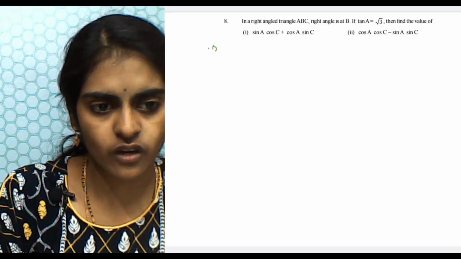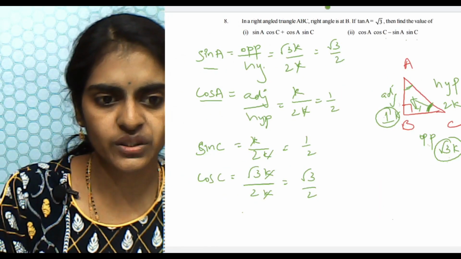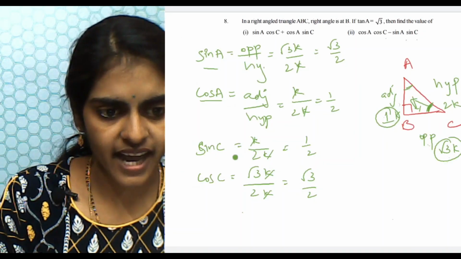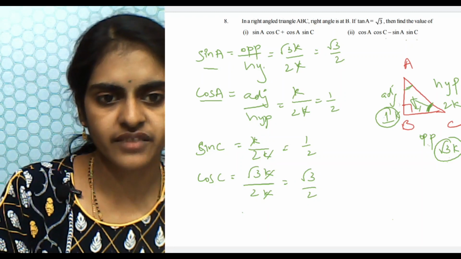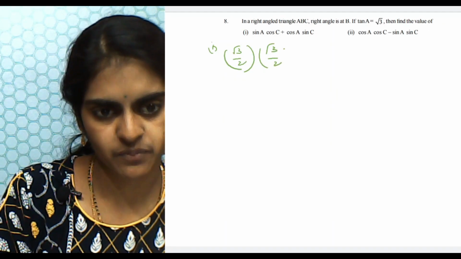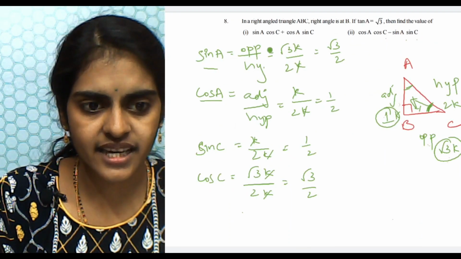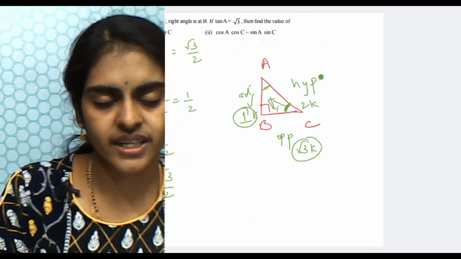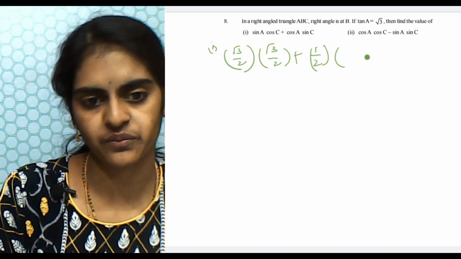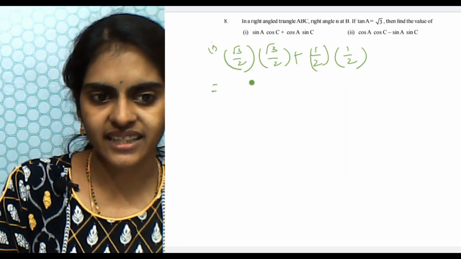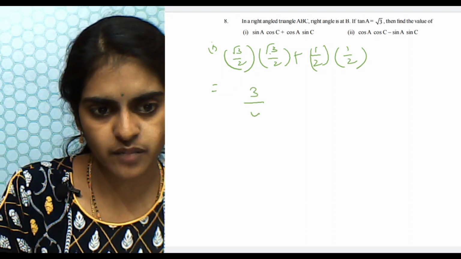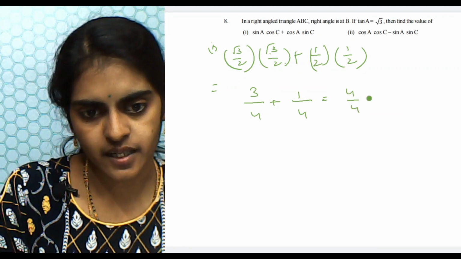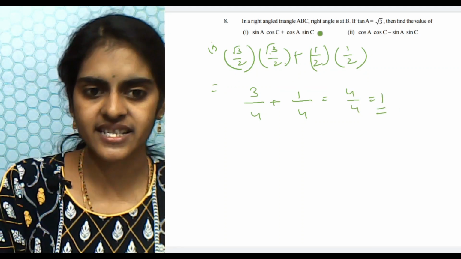What is the value of sin A? Sin A is root 3 by 2. What is cos C? Cos C is root 3 by 2. Firstly we found all the values, now it is simple substitution. Plus cos A, which is 1 by 2, and sin C, which is also 1 by 2. Now simple calculation: root 3 into root 3 is 3, divided by 2 2s are 4, plus 1 into 1 is 1 divided by 4. So 4 divided by 4 gives me 1. Clear? So the first answer is 1.